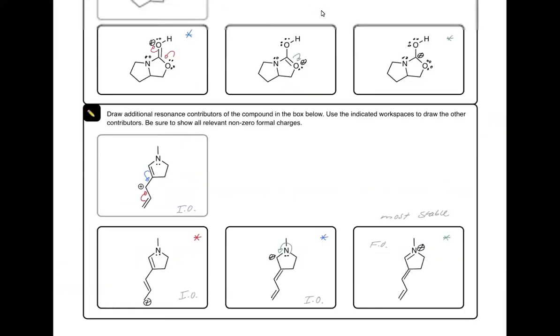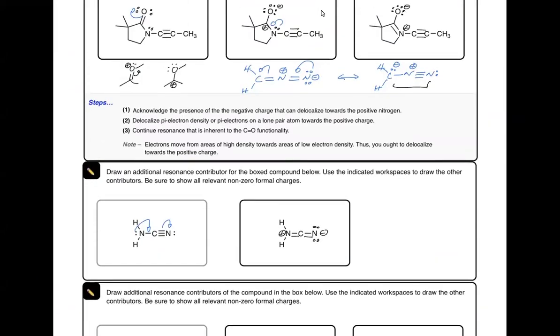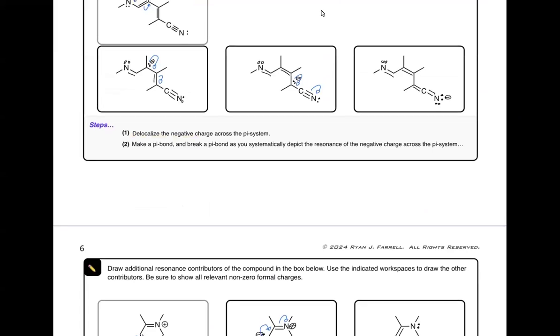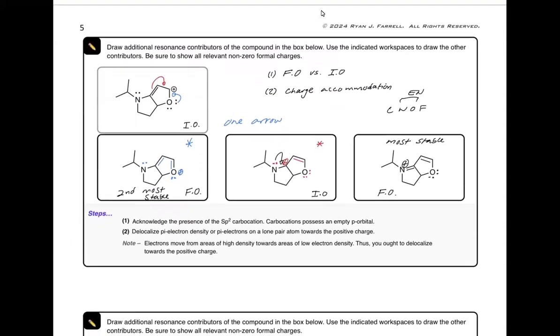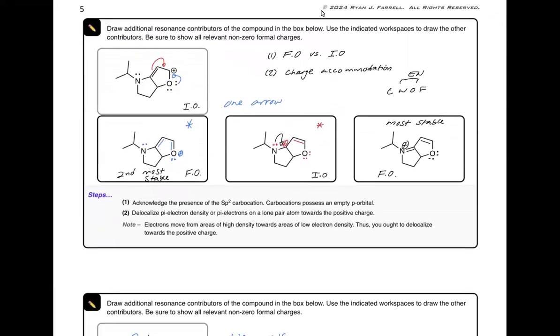All right. Now, the more resonance examples you do, the more you're going to get comfortable with arrow pushing. This is a really important skill. And remember that we delocalize lone pairs or pi electrons towards pi systems or atoms with empty p orbitals.